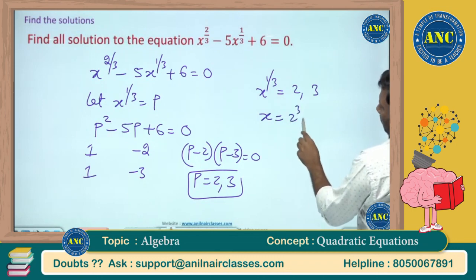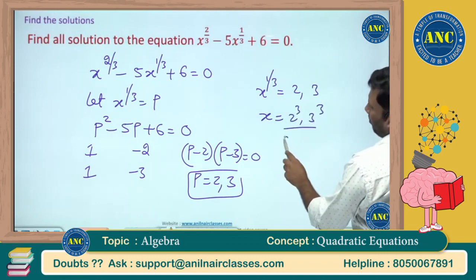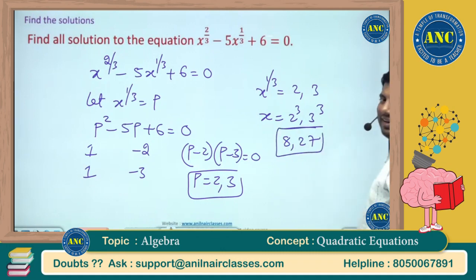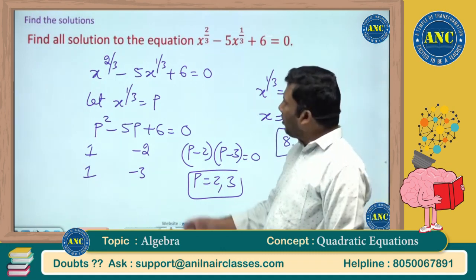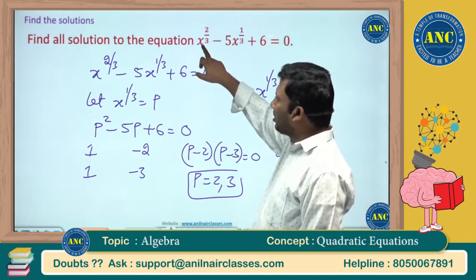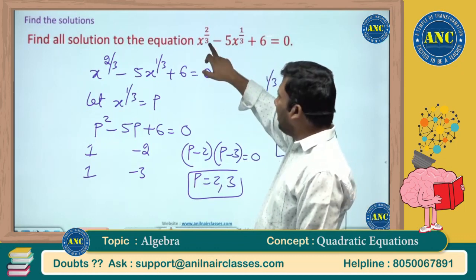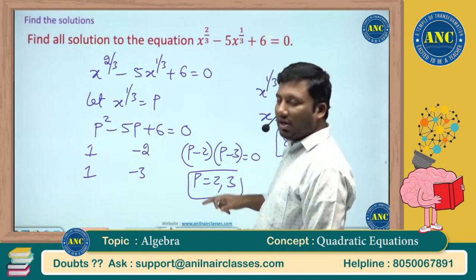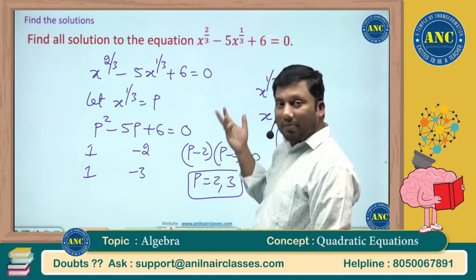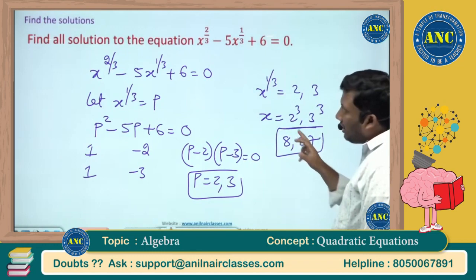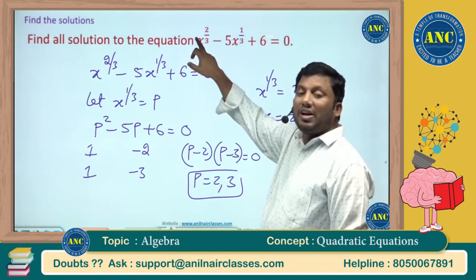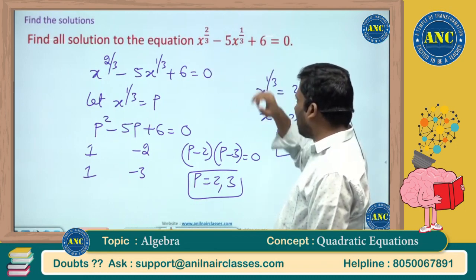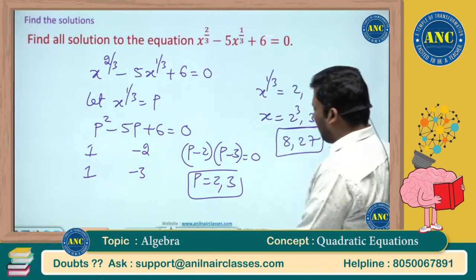Cubing on both the sides. 2 cube is 8, 3 cube is 27. 8 and 27. Check if 8 satisfies the question. 8 power 2 by 3 is 4. 4 plus 6, 10. 8 power 1 by 3 is 2. 2 5s are 10. 10 minus 10 is 0. 27 power 2 by 3: 27 is 3 cube, so it is 9. 9 plus 6, 15. 15 minus 15, 0.